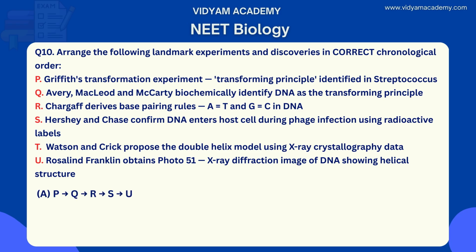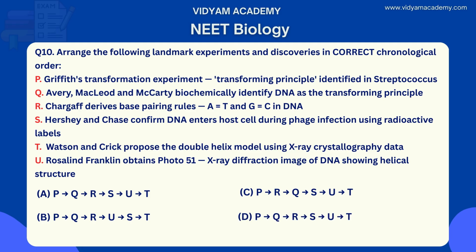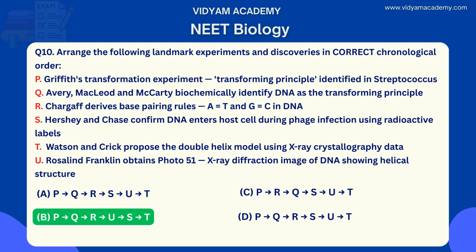Option A: PQRSUT. Option B: PQRUST. Option C: PRQSUT. Option D: PQRSTU. Guess the exact correct chronological order. So what is the right answer? Option B, PQRUST, is the right answer, because P is 1928, Q is 1944, R is 1950, and U is 1952, yes 1952, again T is 1953. Let's see the detailed explanation.